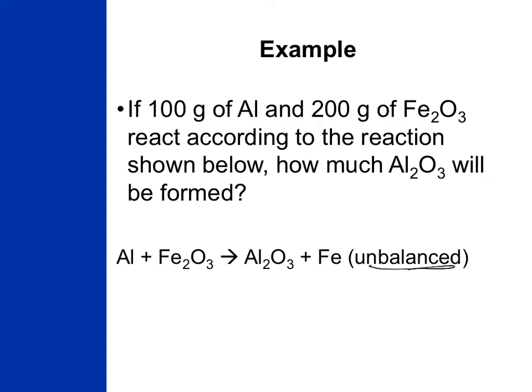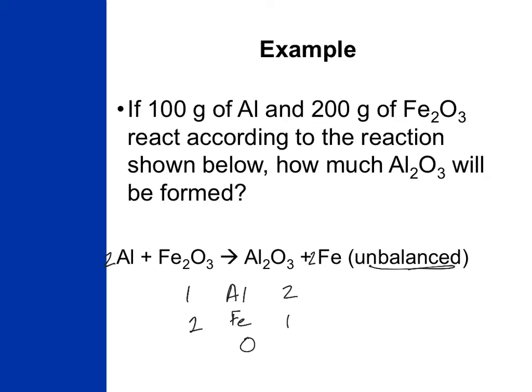Well, we see that on the left side, we have 1 aluminum, and on the right side, we have 2. So we're going to need to put a 2 in front of the aluminum on the left, so that now that's balanced. If we look at our iron, we see on the left side, there are 2 irons, and on the right side, only 1. So we're going to need to put a 2 in front of the iron on the right.